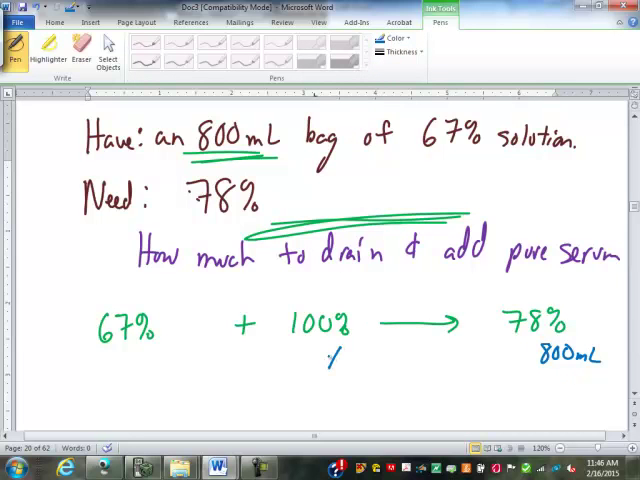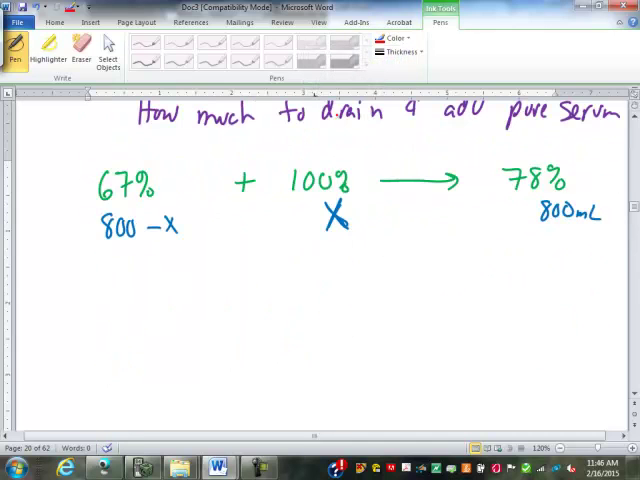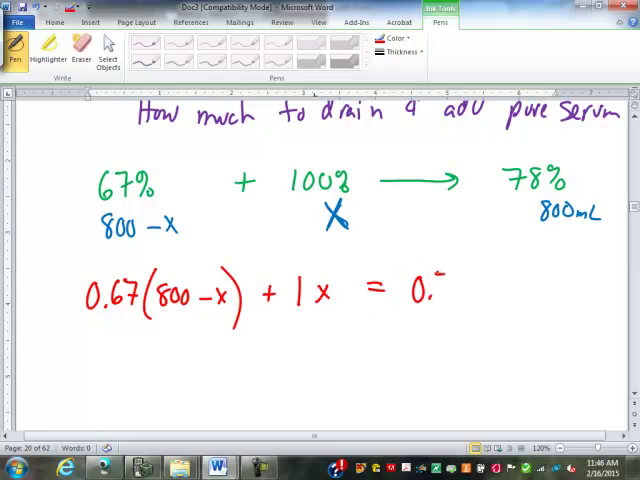We're going to let the amount that we drain out. Now, the amount that we drain out and the amount of pure serum we put back in is going to be the same. So we're going to let X represent both of those, the amount of pure serum and the amount that we'll have to drain out to make room. So that means the 67% is going to be 800 minus X. And we'll go through our same process. So 0.67 for the 67% times 800 minus X plus 100% is just 1X equals 0.78 for 78% times 800.